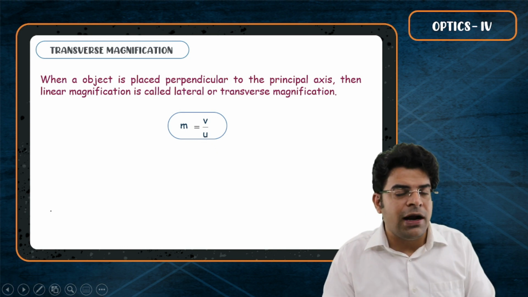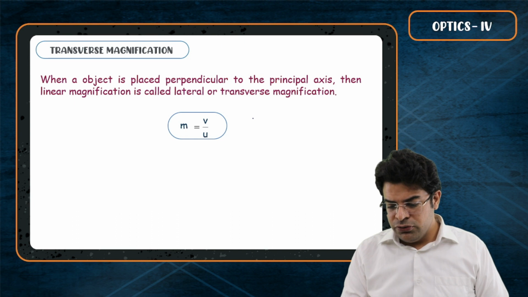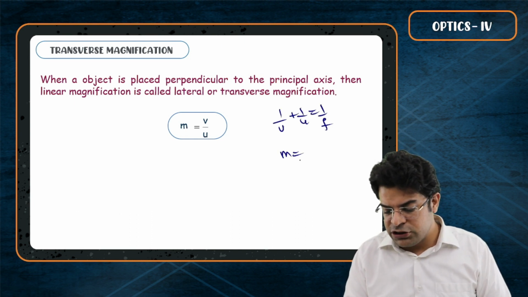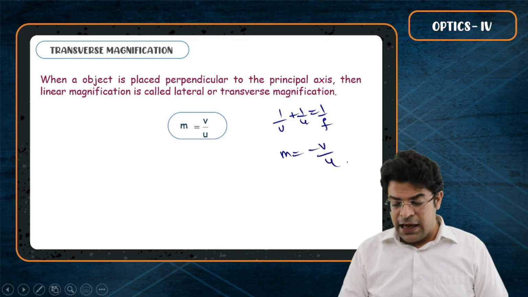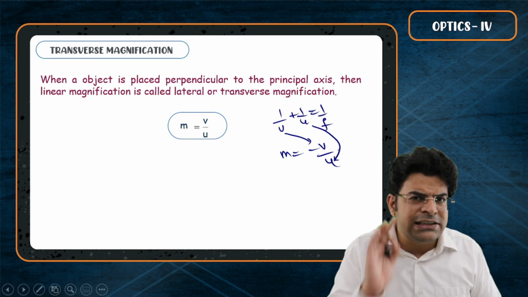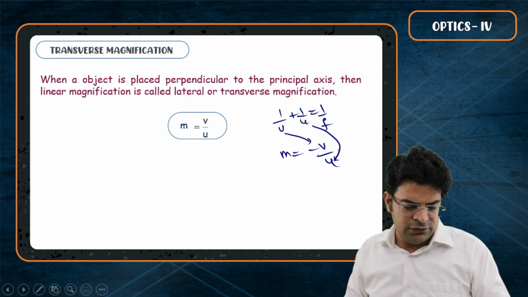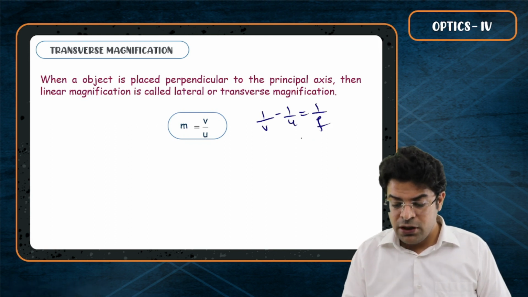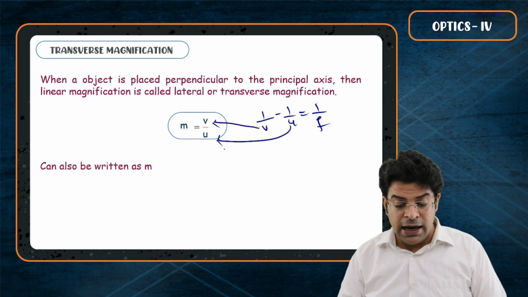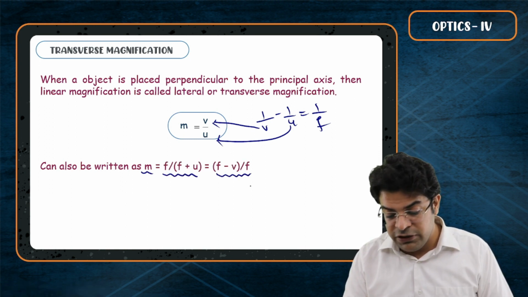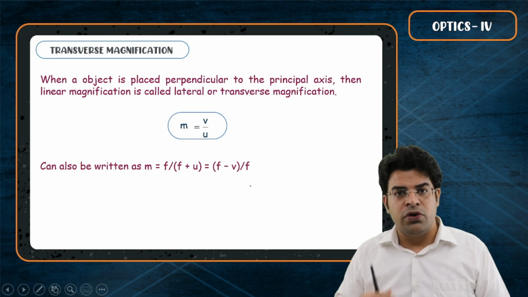Then while teaching you mirrors, I said one more thing: that using the mirror formula 1/v + 1/u = 1/f and magnification = -v/u, you can eliminate v or you can eliminate u and find two more formulas. The same thing can be done with lenses as well. Since we know that the lens formula is 1/v - 1/u = 1/f, I can substitute v using the formula, or I can substitute u using the formula, and we can even write the magnification as f/(f + u) or (f - v)/f. Once more, revising.